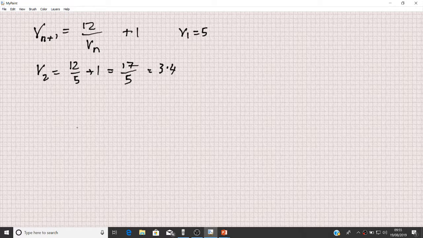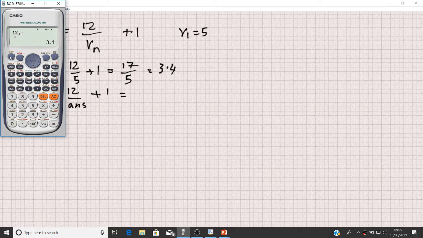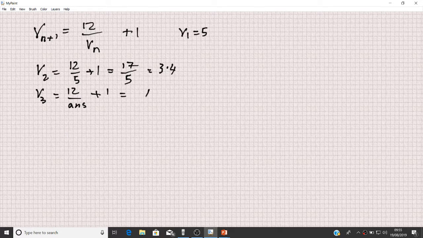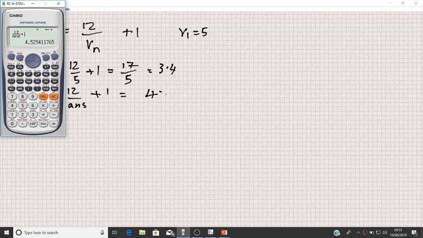And the next term, V3, we'll be taking the answer. So I'm just going to set it up as 12 over (answer plus 1) and decimalize that to see what we get. So we have 12 over (answer plus 1) is 77 over 17. When we decimalize it, and I'll round this to three significant figures, it was 4.53.